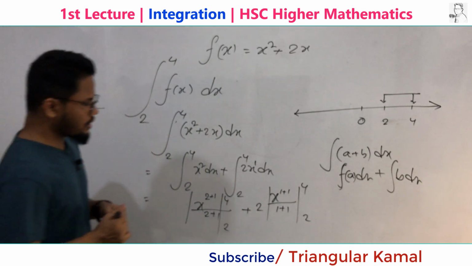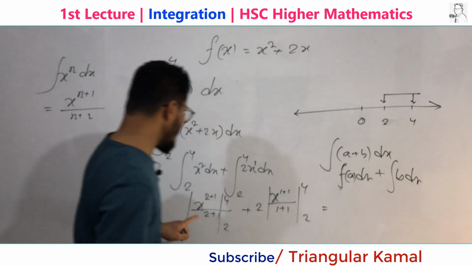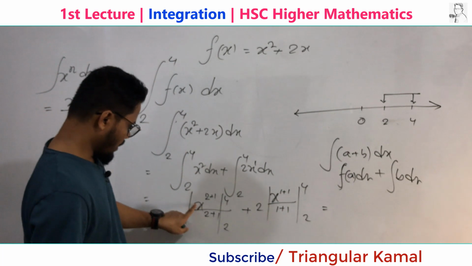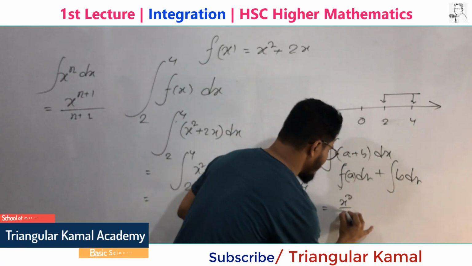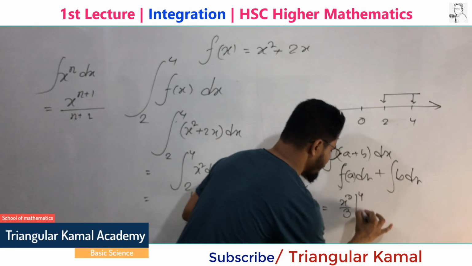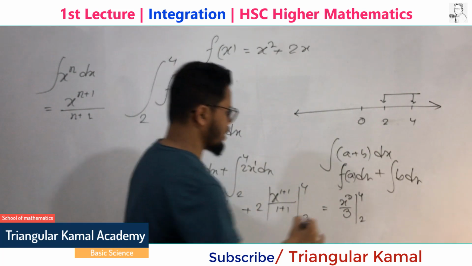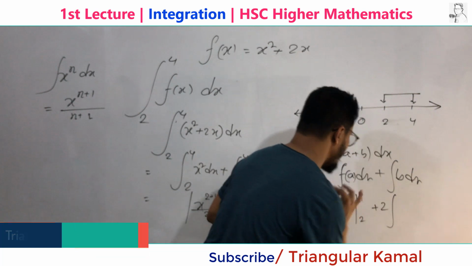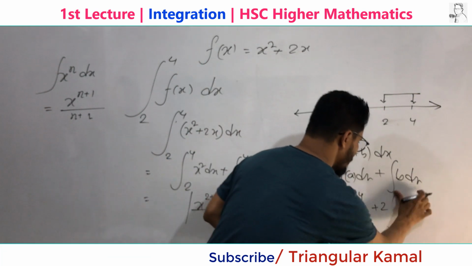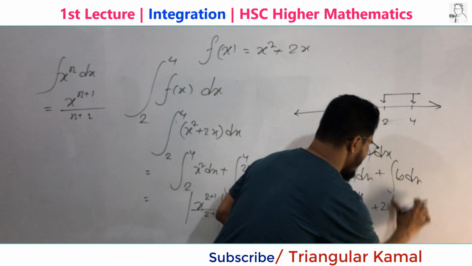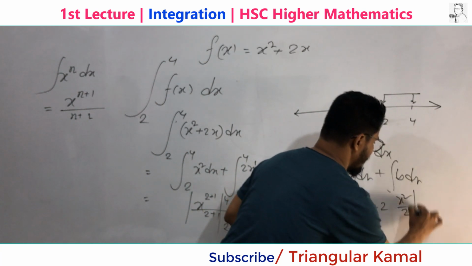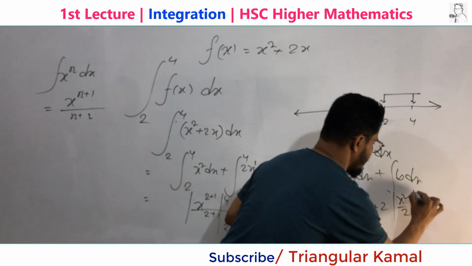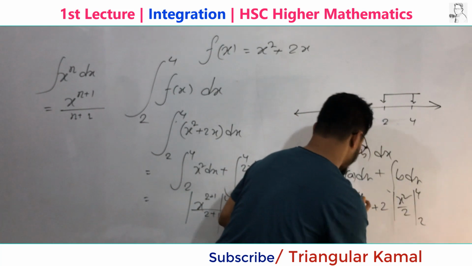Now the result will be x cube divided by 3, and the limits are 4 and 2, and here 2 times x square divided by 2, and then the integration limits are 4 and 2.